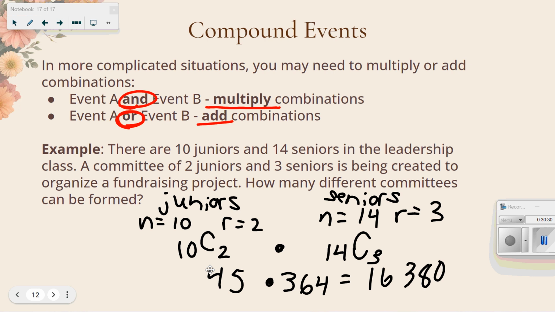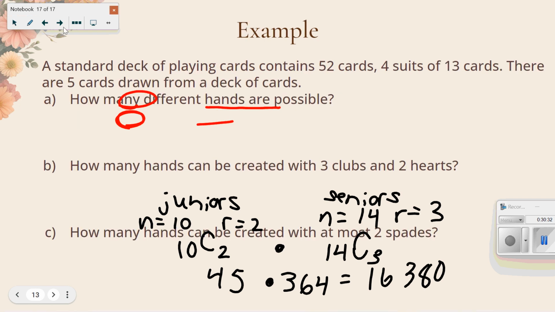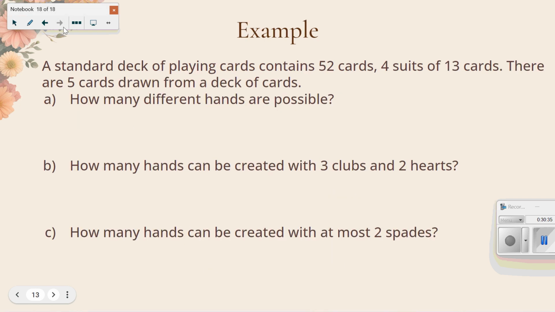All right, let's look at our last example. I'm going to have you guys work on this on your own with the people at your table, and then we'll go over it in about 4 minutes.